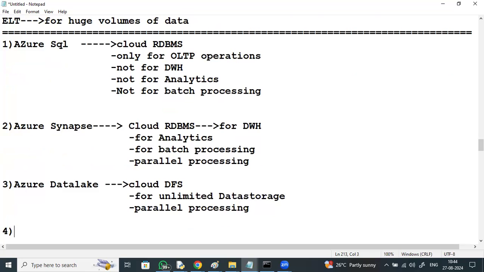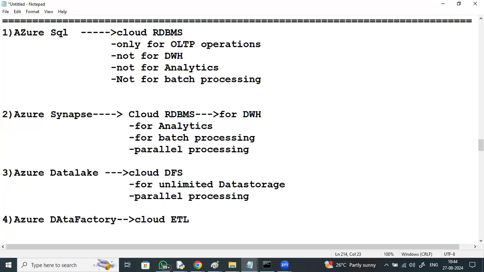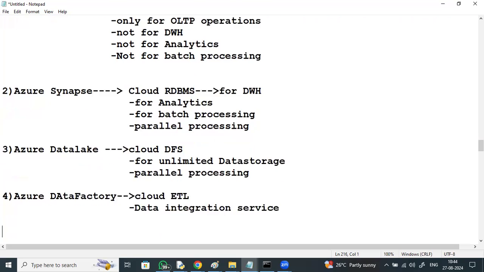Azure Data Factory, what I've discussed. In a simple way, what is it? Cloud ETL. And also, between these OLTP systems and data warehouse systems, it acts as a data integration service. Okay, fine.